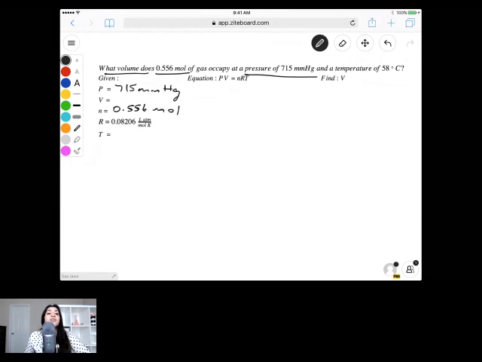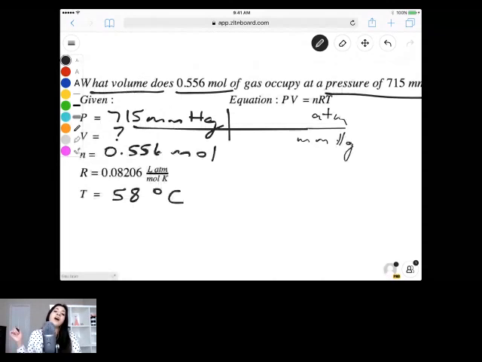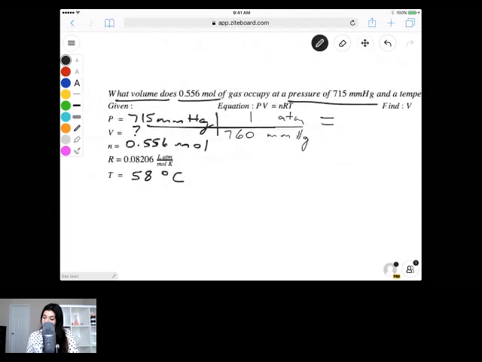For PV equals nRT, the first step is to check if all of your units are in the proper unit, which they're not. So in our case, let's go ahead and convert that pressure. Converting that pressure, we'll put the millimeters mercury on the bottom so they can cancel, and atmospheres on top so we can get to atmospheres. Our conversion factor was 1 atmosphere per every 760 torr. That's our millimeters mercury, that's our other one. Now we'll divide those two values. 715 divided by 760. And our new pressure is 0.94 atmospheres. Next step is to convert our temperature to Kelvin. So add 273. That gives us 331 Kelvin.